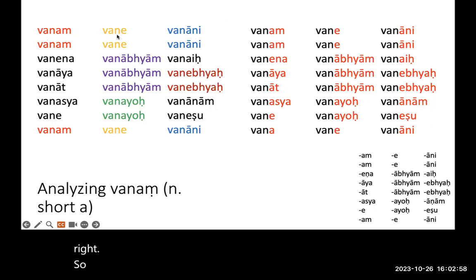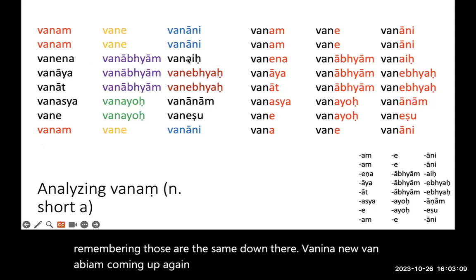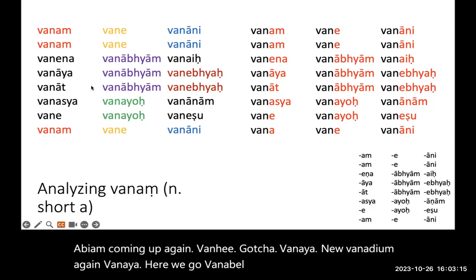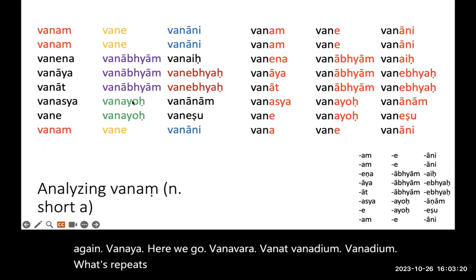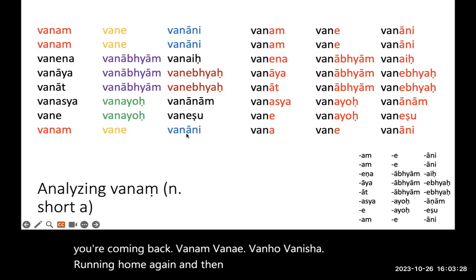So vanam, vane, vanani. Good. And I'm remembering those are the same down there. Vanena, new. Vanabhyam, coming up again. Vanaihi, gotcha. Vanaya, new. Vanabhyam, again. Vanebhyaha, here we go. Vanat, vanabhyam, vanebhyaha. Lots of repeats. Vanasya, vanayoho, you're new, but you're coming back. Vananam, vane, vanayoho, vaneshu, vanayoho again. And then vanam, vane, vanani.